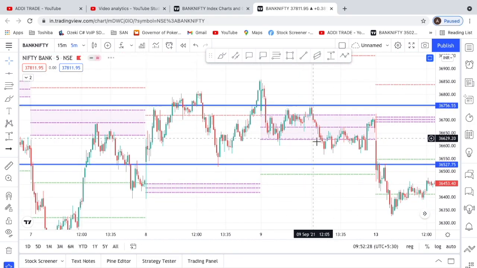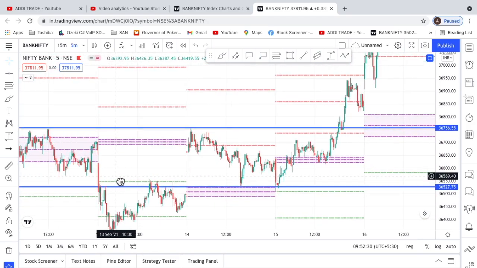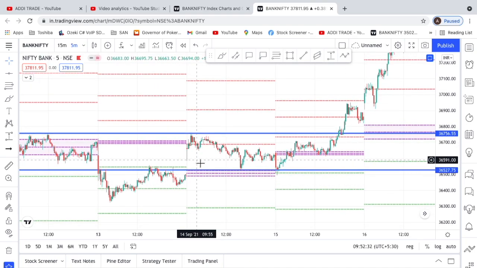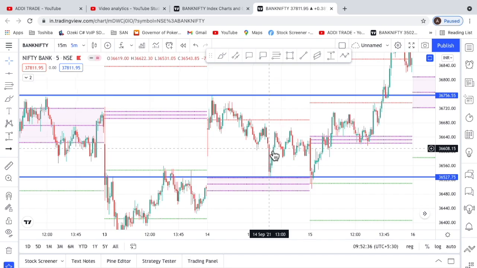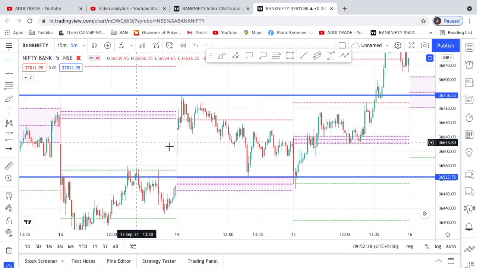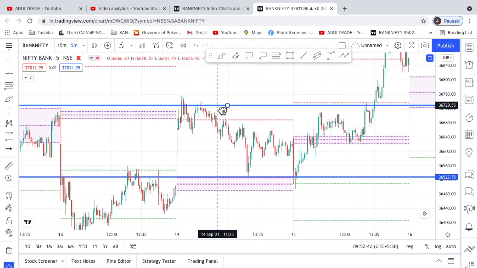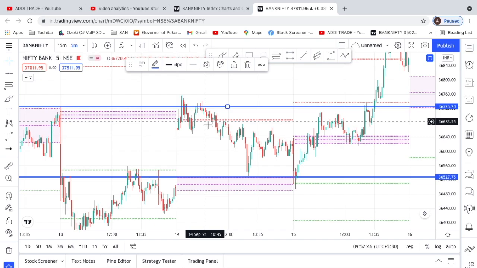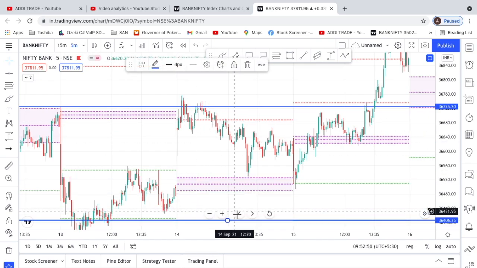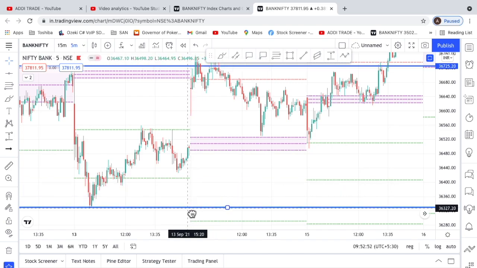Okay, where did we go? Yeah, here. And this is one trade that I've taken personally and made good money. See, for this day, 14th September, we have the previous day high over here. R1 is here. This is the CPR, and the previous day low will be over here.